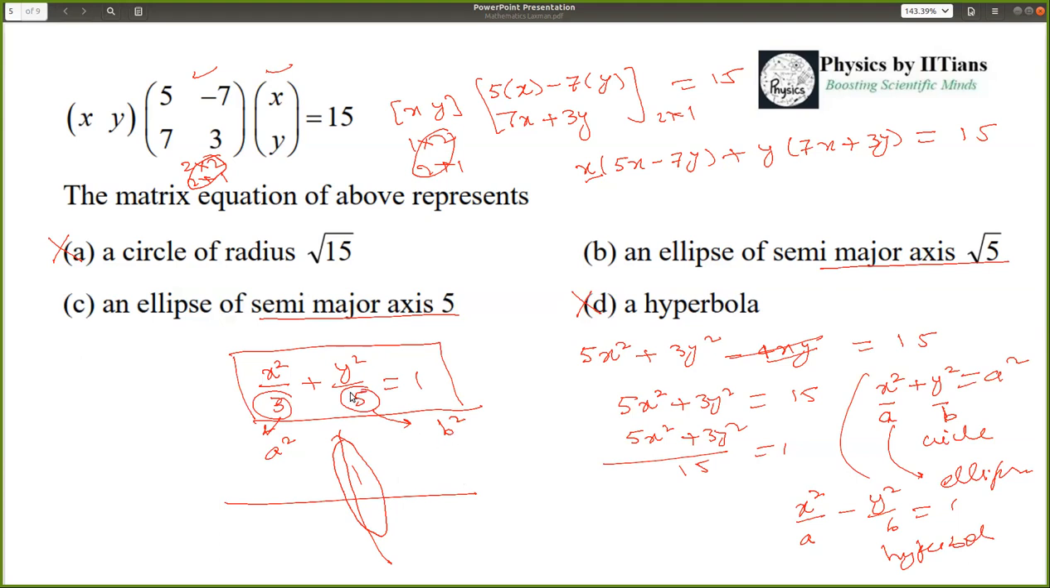So in this case b square is equal to 5, so the major axis will be equal to root 5. So the answer will be an ellipse with a semi-major axis of root 5. So answer B will be the correct answer. Answer C will not be correct. In this way, you can simply multiply the matrix and obtain the expression, and using the expression you can identify which type of figure this is. Okay, let's move to the next question.